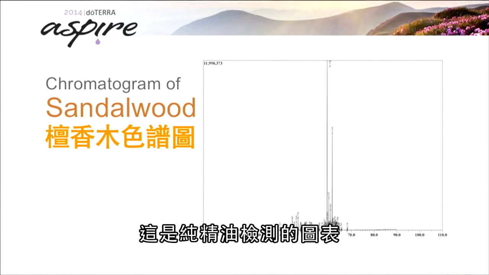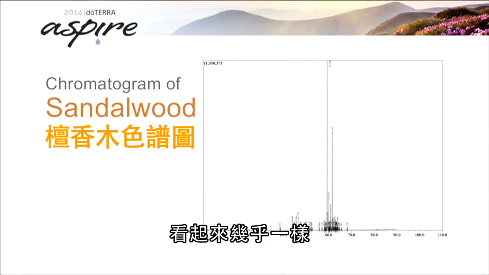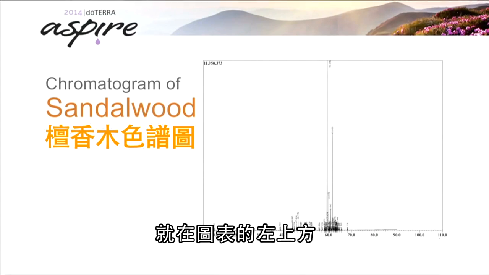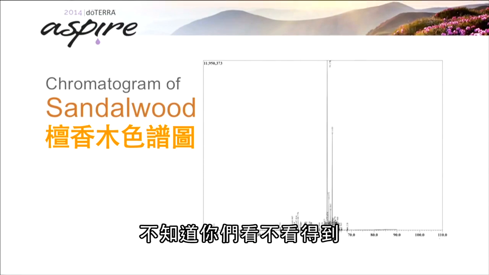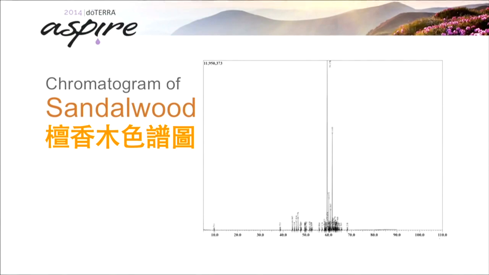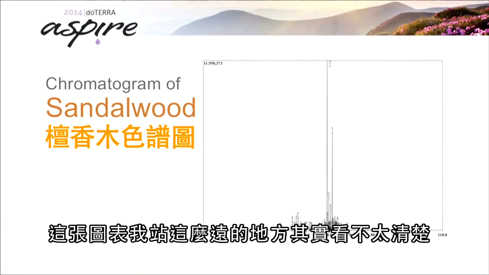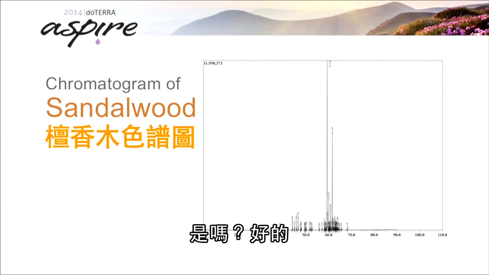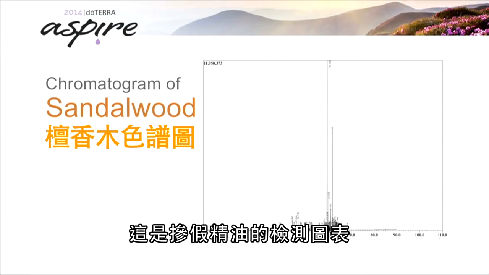This is a sample of pure sandalwood. So you can see it looks pretty much the same. But pay attention to the little number that's up in the left-hand corner of that chromatogram. I don't know if you can see it. I can't really see it this far away. But if the little number up in the corner is 11 million, is that right? Okay. That is the adulterated sample.